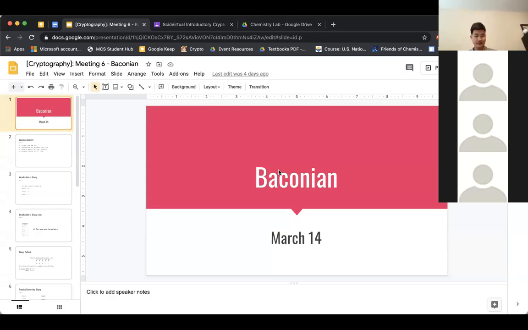Okay, so today's week 6 and we have Baconian. Just a heads up, Baconian's kind of weird. It's not exactly a word cipher like Aristocrats were. It's not fully a math cipher like something like Vigenere was. It's kind of a mix, but it's an unusual mix. So I'll get to what that means in a second.